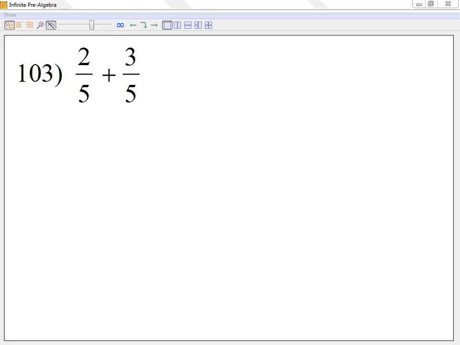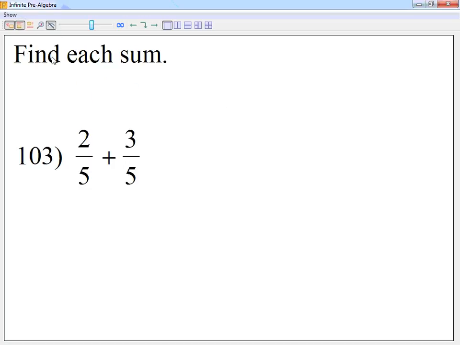Last time we stopped at 102. Let's pick up from 103. Looking at the directions from 103, it says find each sum.